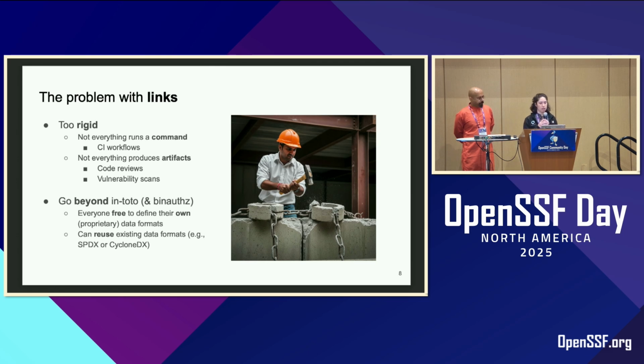They're a little more complex, right? And similarly, not every step in a supply chain necessarily produces a new artifact. And so things like code reviews and vulnerability scans don't transform artifacts, they just perform some sort of analysis, right? And then the other piece that attestations were trying to address is just going beyond the initial link description and to allow anyone to define their own, maybe even proprietary data formats that describe the information that they want to capture at each step, and possibly even reuse existing data formats like SBOM formats.